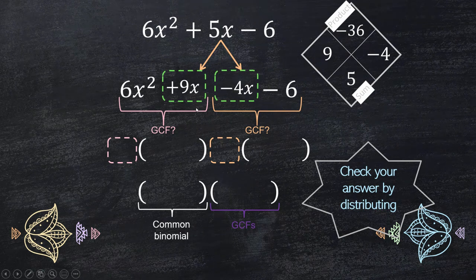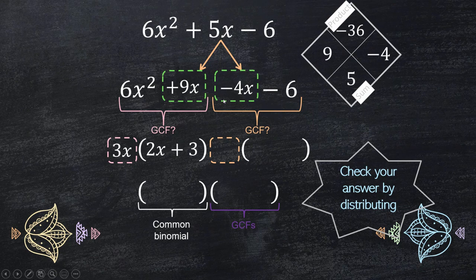Next, we do our factoring by grouping. So we look at just the first two terms and ask ourselves, what's the GCF? So we're looking at 6x squared plus 9x. If you're thinking their greatest common factor is 3x, you're right. So if I divide both of these terms by 3x, I would get 2x plus 3.